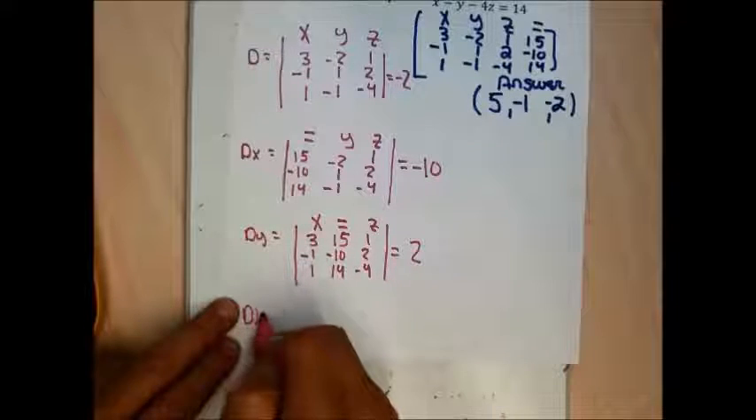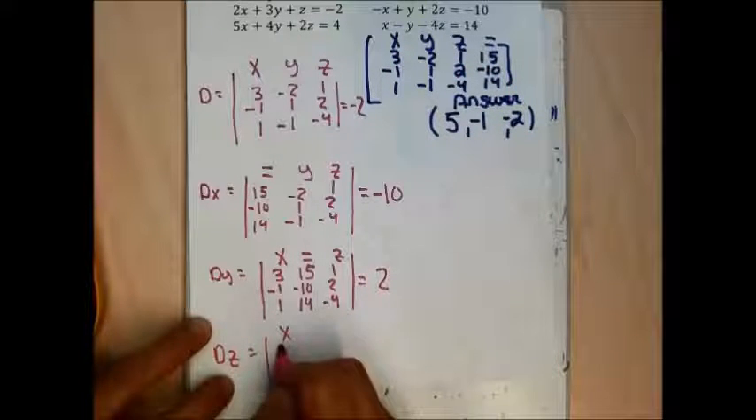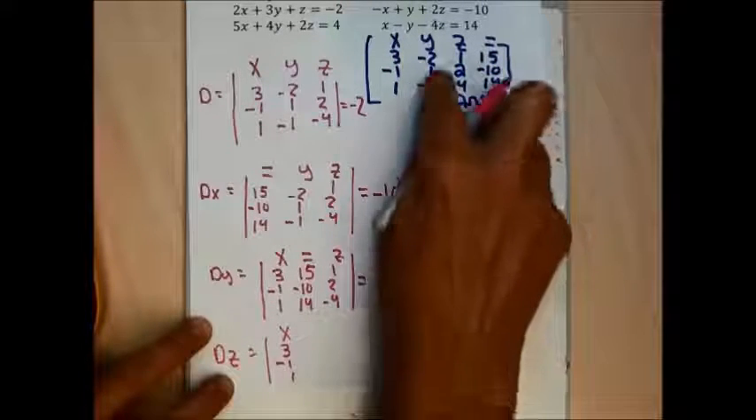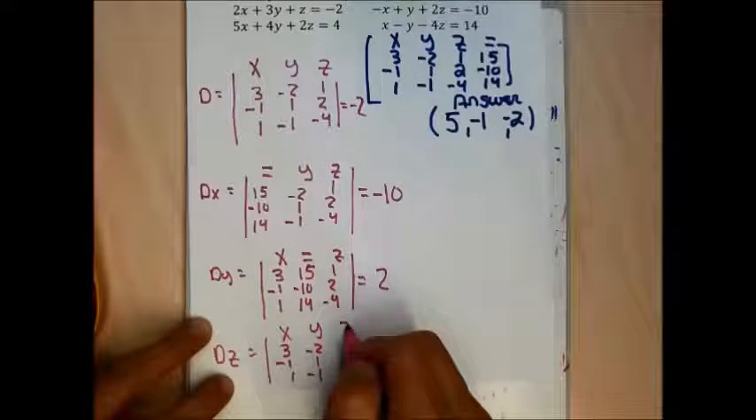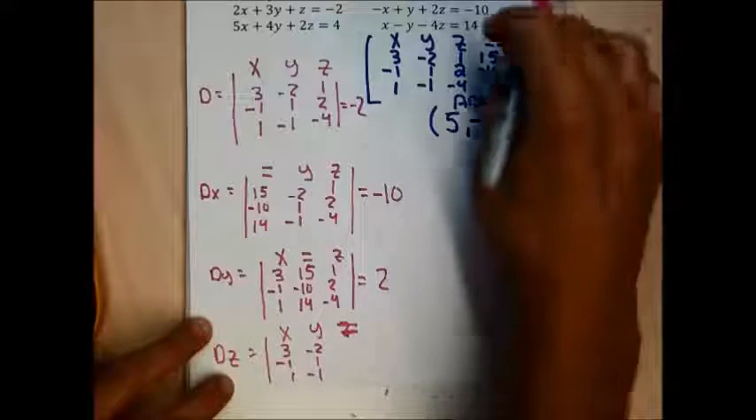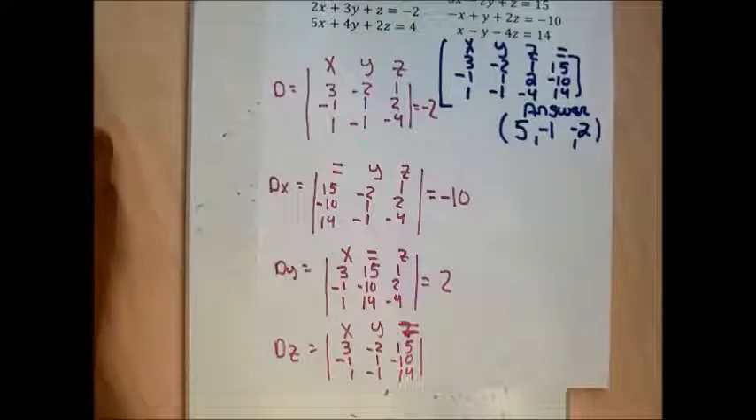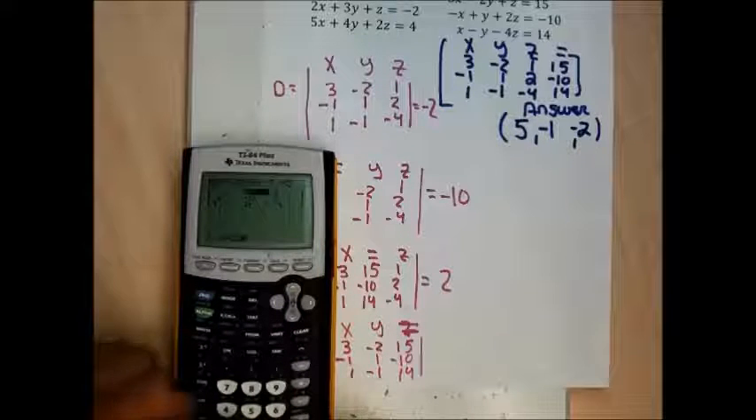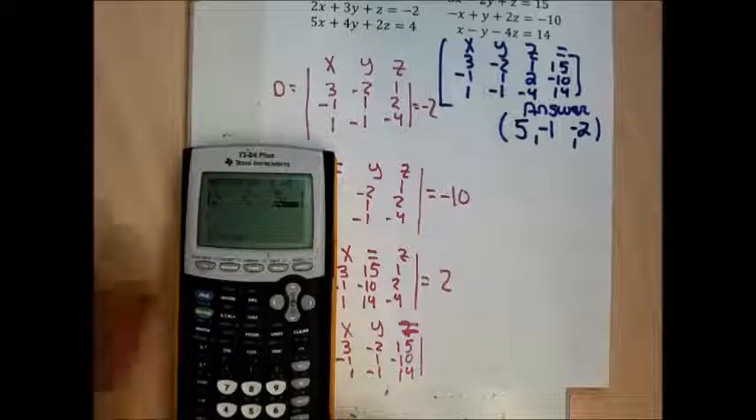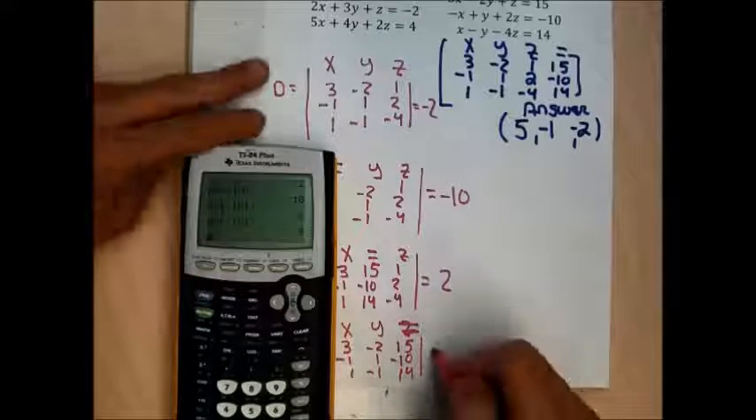Last one I need to do is D sub z. D sub z has the numbers from the x column, which are 3, negative 1, and 1, the numbers from the y column, which are negative 2, 1, and negative 1, and the numbers from the equal column in place of the z column, which are 15, negative 10, and 14. I'm going to enter that and do a determinant. So second matrix, edit. So tedious. 3, negative 2, 15, negative 1, 1, negative 10, 1, negative 1, 14. Make sure it's in right. Second quit, second enter, and I get 4.